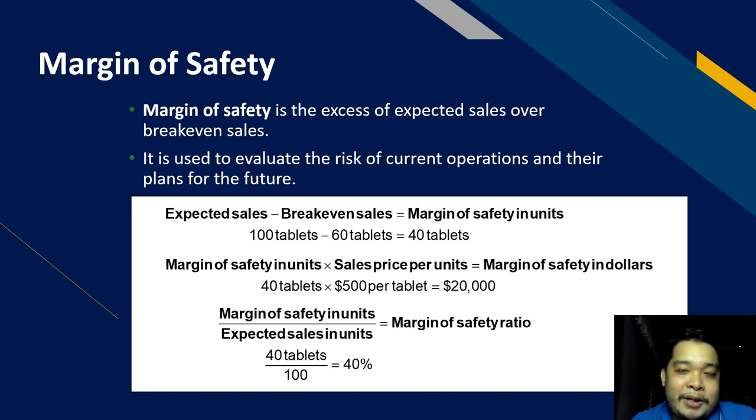It can also be expressed as a margin of safety in dollars. So just multiply 40 tablets by the sales amount per unit, which is $500 in this case, so that equals $20,000. It can also be expressed as a ratio. So you take the margin of safety, 40 tablets, divided by the expected units of 100. So the margin of safety ratio is 40%.